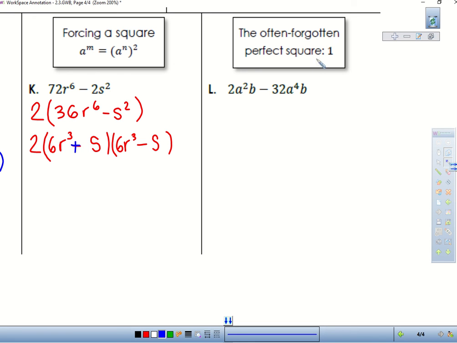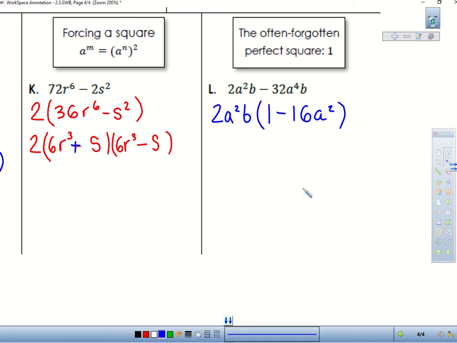Okay, so for the next one, we're going to talk about the perfect square of 1. What's the square root of 1? 1. So it is also still a perfect square. What's the GCF here? 2. Very good. 2a squared b. We can take out that whole thing because each one has at least one of them. When you take that out, this first term just becomes a 1 because you took everything out of it. And then it's minus 16a squared because you took out the b and you took away 2 of the a's.